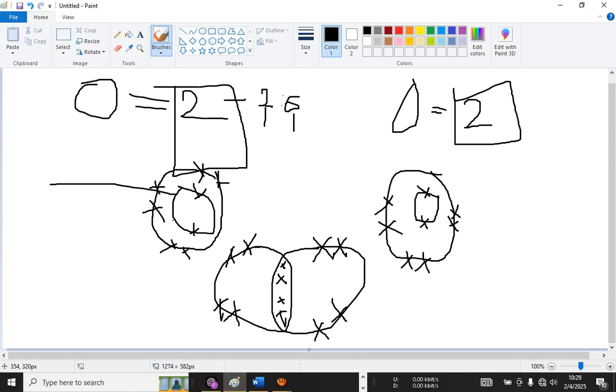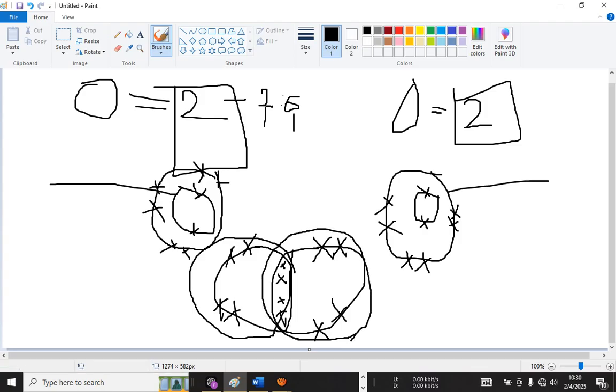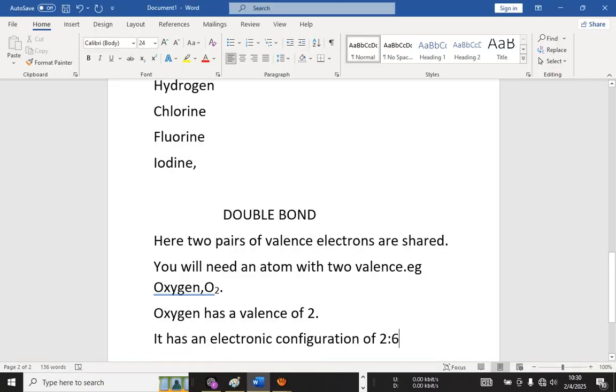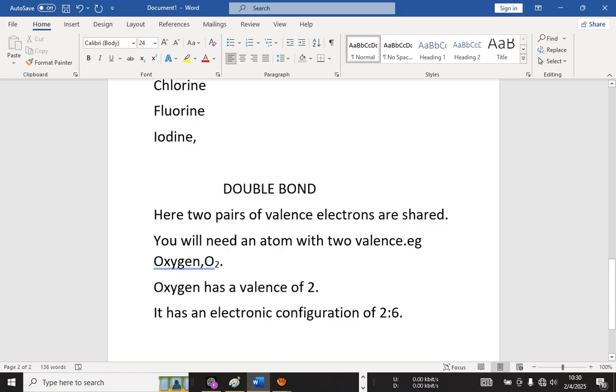We only consider the last shell, because it is the one containing the valence electrons. If you count for this structure, it has 8 electrons, but remember it also shares these electrons with this one, so this one also has 8 electrons if you count it very carefully. So with that, I think we are now done with the double bonding.